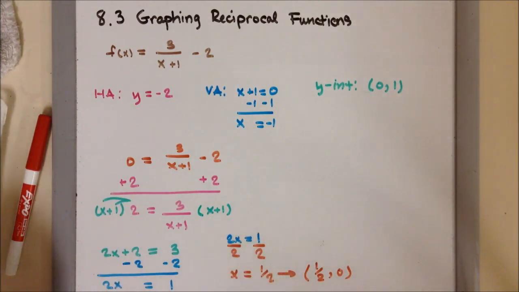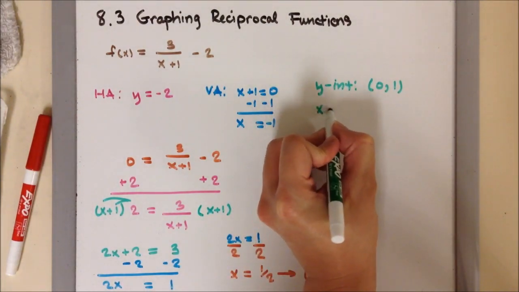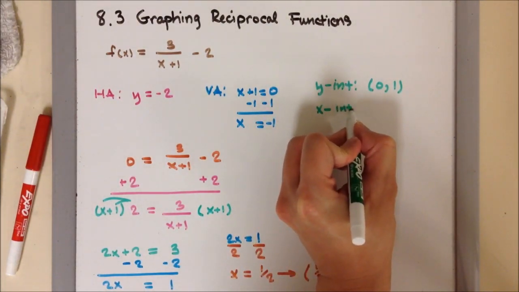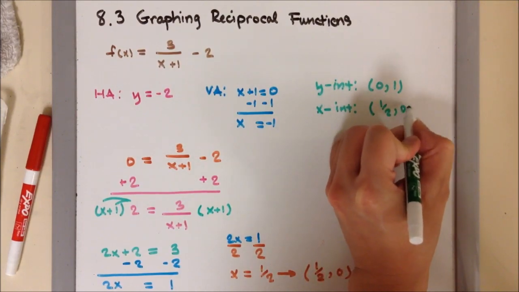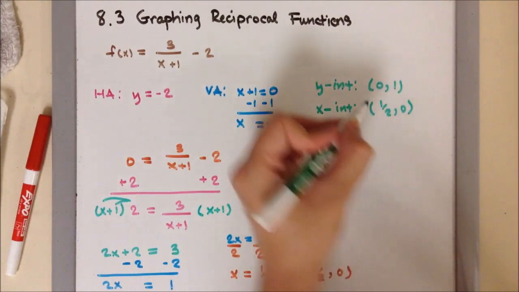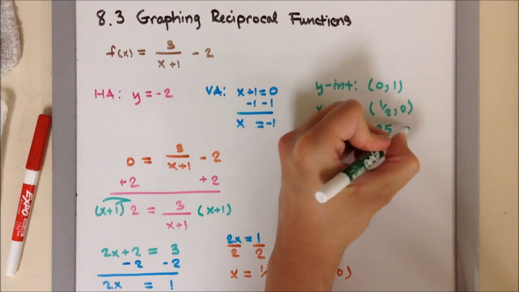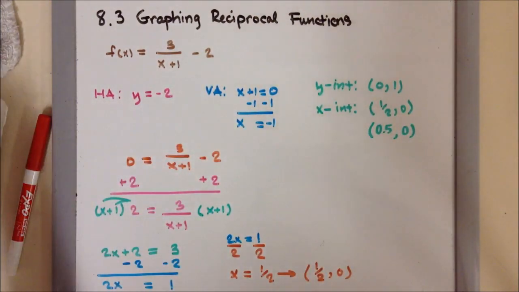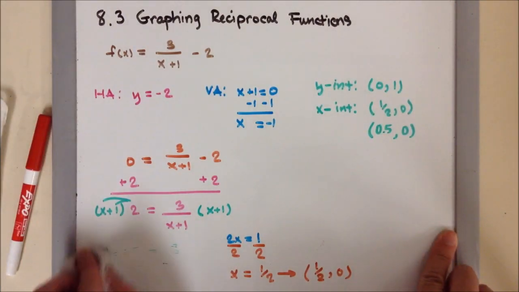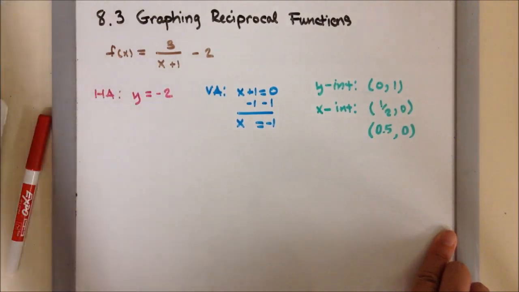So this is the work when finding the x-intercept. And I'm going to write the point of the x-intercept over here: 1/2, comma 0. You could also convert it into a decimal, which is 0.5, comma 0 for the x-intercept. So I'm going to erase the work. Let's talk about transformation.